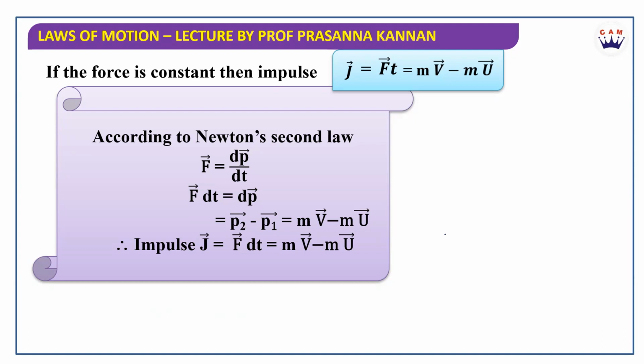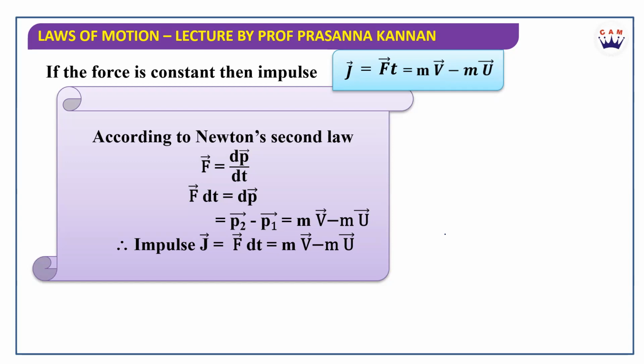I repeat. So if force is constant, what is constant? F is equal to ma, no? M is constant. M is always constant in all our applications. Acceleration is constant. Good. If F is constant, acceleration is constant. Right? Acceleration is constant means you can simply write it as mv minus mu. Change in velocity into mass directly.